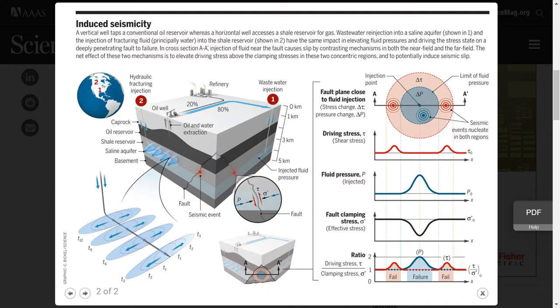But here you have an example of a fault which may be reactivated either by injection of produced fluids or by hydraulic fracturing and leak off of some of the fluid that goes eventually into the fault, pressurizes the fault, and reactivates the fault. Both of those cases can reactivate these faults, and in general, you don't want to do that, either with hydraulic fracturing or with injection of produced water.